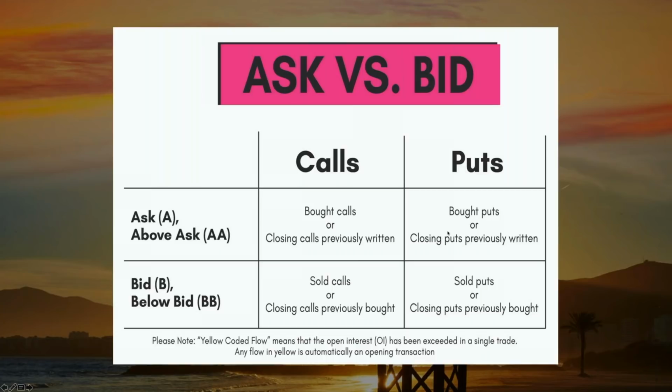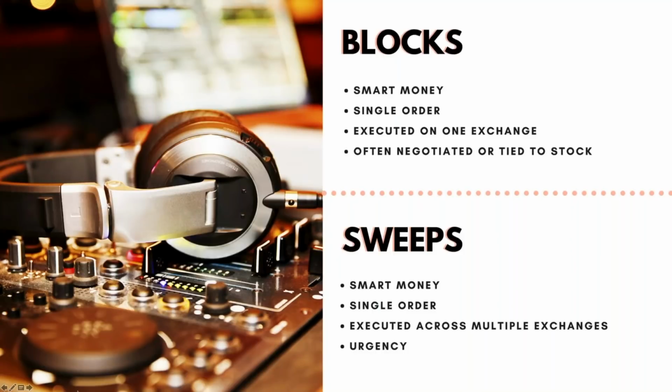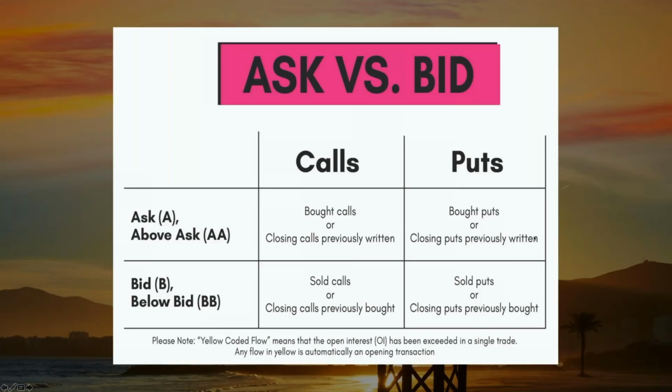With puts, if you see a put on the ask side or above the ask, that means they're either buying puts or closing puts previously written. And if you see puts that are marked with a B or BB, that means that puts were sold, or these are puts that were previously bought that are now being closed.